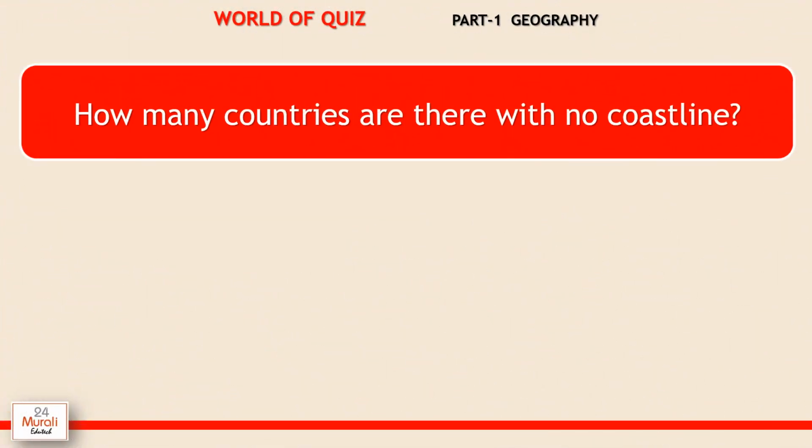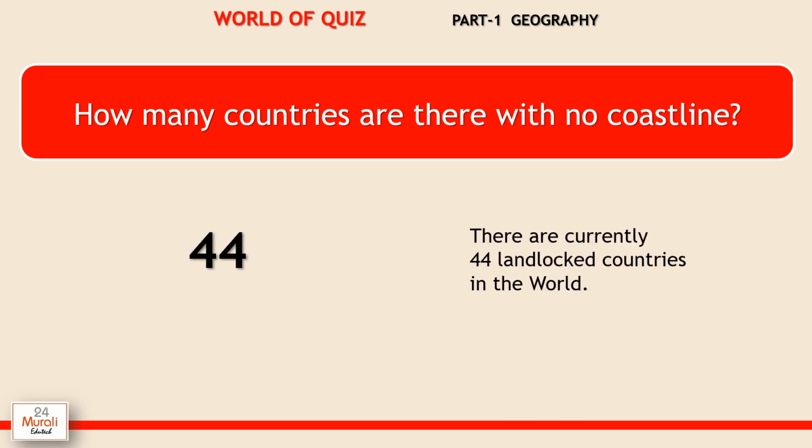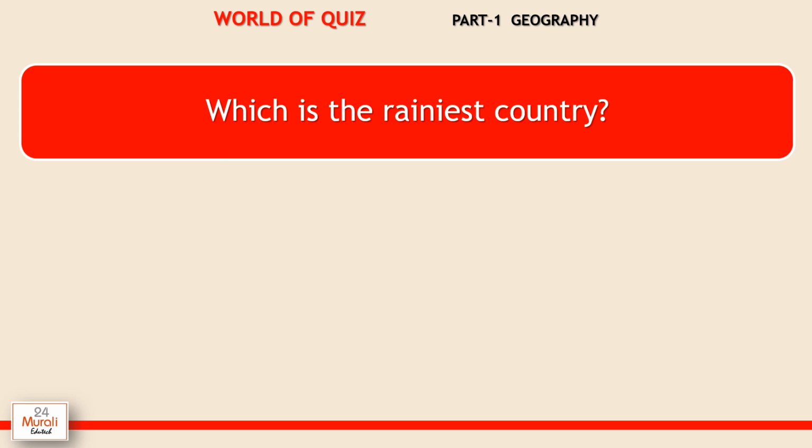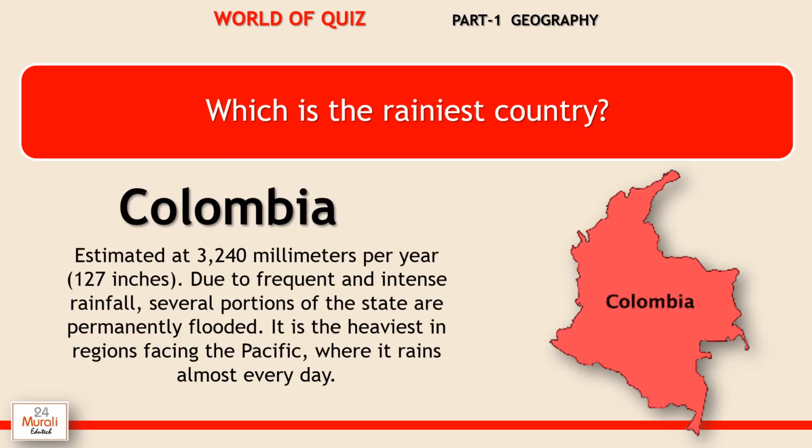How many countries are there with no coastline? 44. There are currently 44 landlocked countries in the world. Which is the rainiest country? Colombia, estimated at 3,240 millimeters per year, 127 inches.